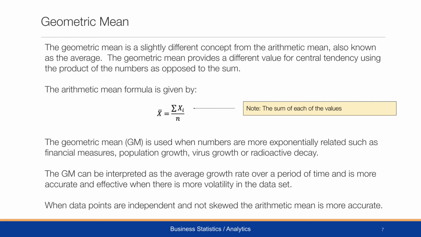So the geometric mean can be interpreted as the average growth rate over a period of time and is more accurate and effective when there's a lot of volatility in a data set. When the data points are more independent and not skewed, the arithmetic mean is more accurate.